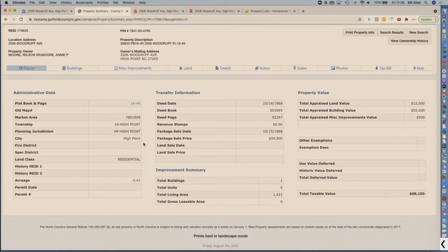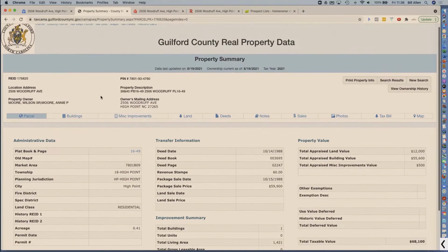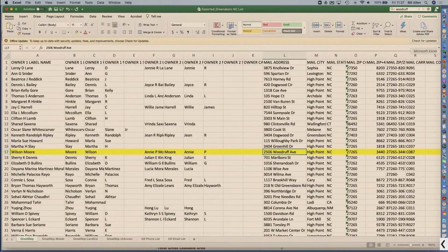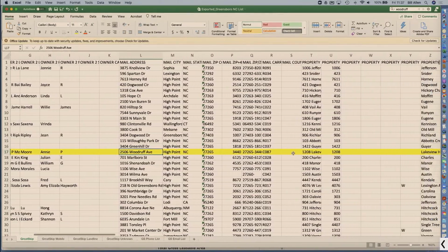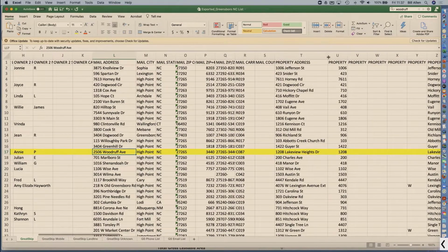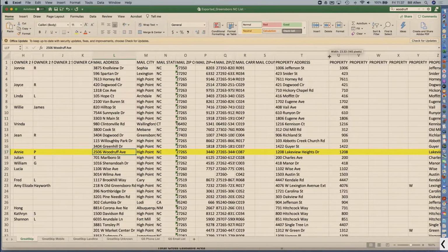Okay, so Wilson Moore. The next step that I'll do if I'm looking at this property and kind of comping it out is I'll look at this person. So it's Wilson Moore and Annie Moore, so that's right. The owner's mailing address, though, it says is 2506 Woodruff Avenue. But I had a different mailing address on my list here because I only pulled absentees. So 2506 Woodruff, and it says that they live... Oh, that's their mailing address.